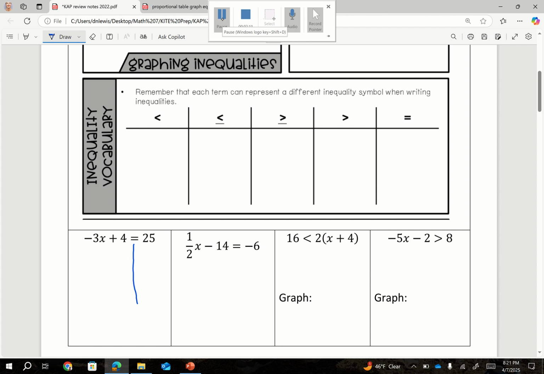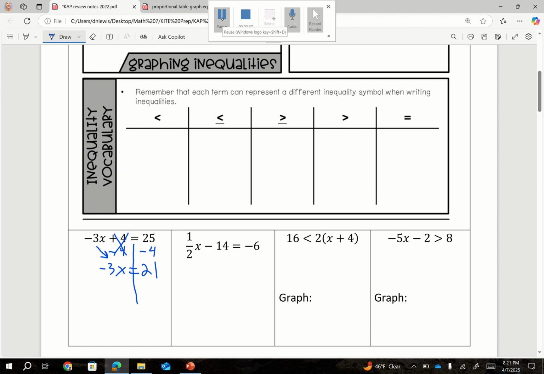We start with our plus 4. Opposite of plus 4 is minus 4. So subtract 4 on both sides. 4 minus 4 makes nothing. 25 minus 4 is 21. Bring down your negative 3 times x. Bring down your equal sign. So negative 3 times x equals 21.